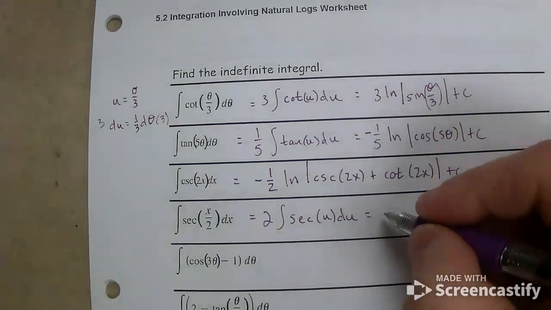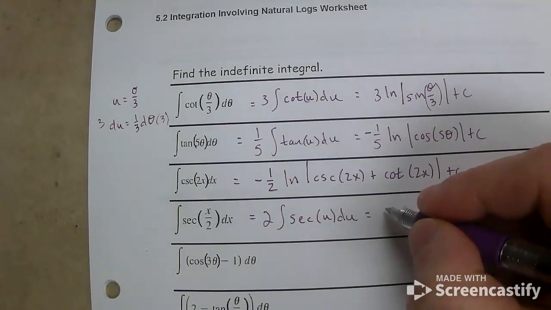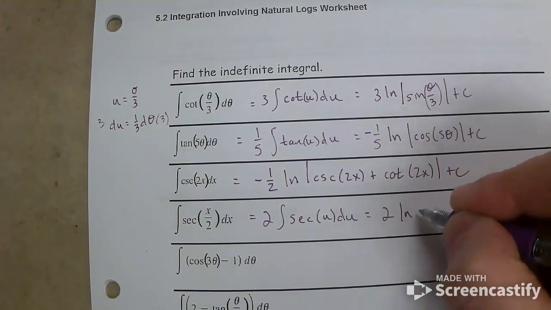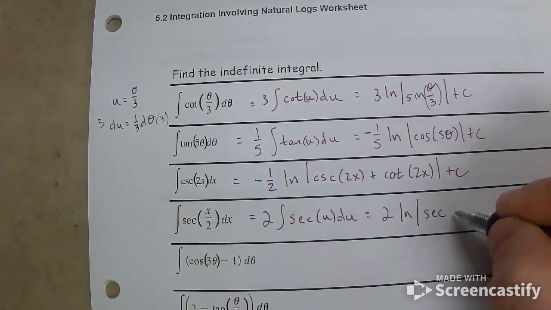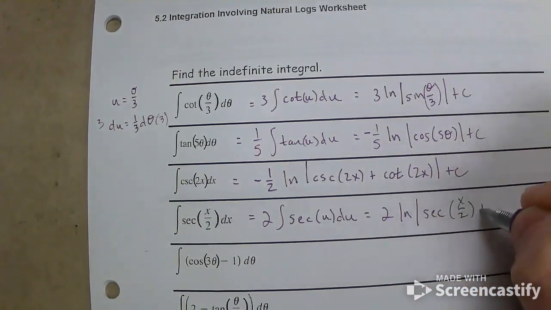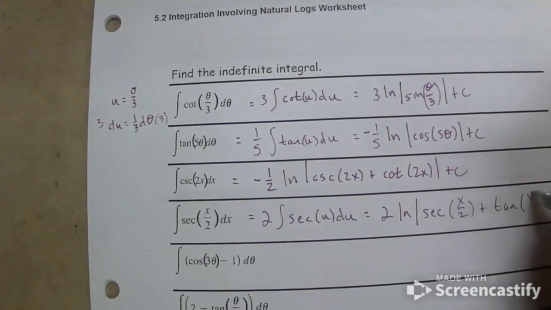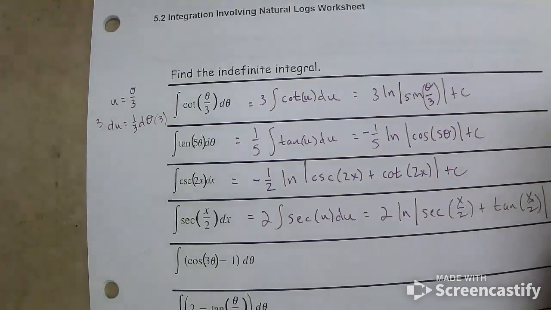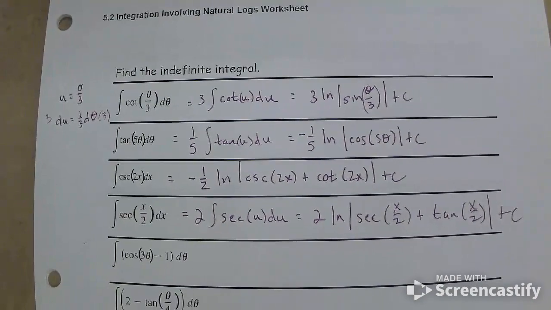Natural log secant u plus tan u plus c. So this is going to be 2 natural log of secant of x divided by 2 plus tan of x divided by 2 plus c. Move it over there. Okay.